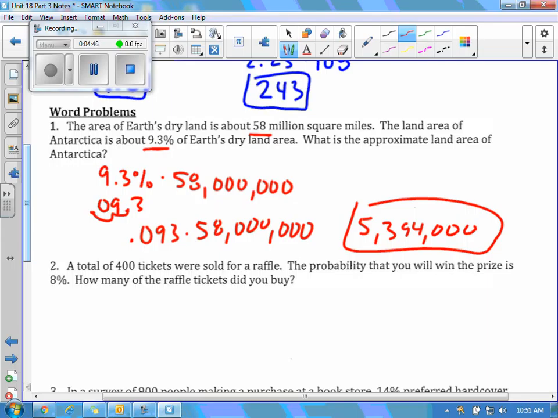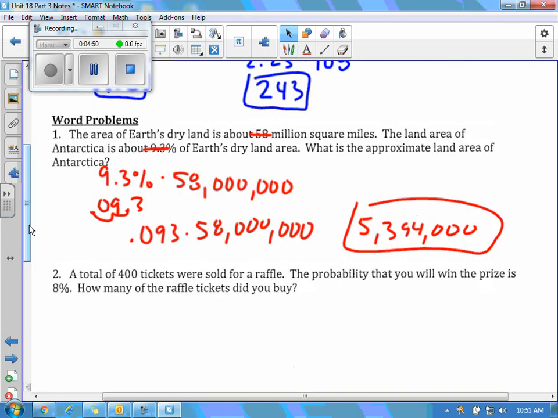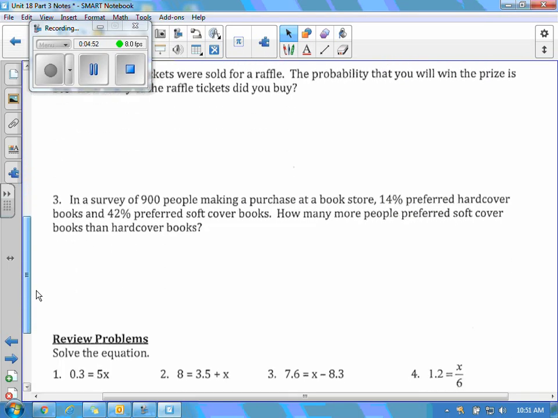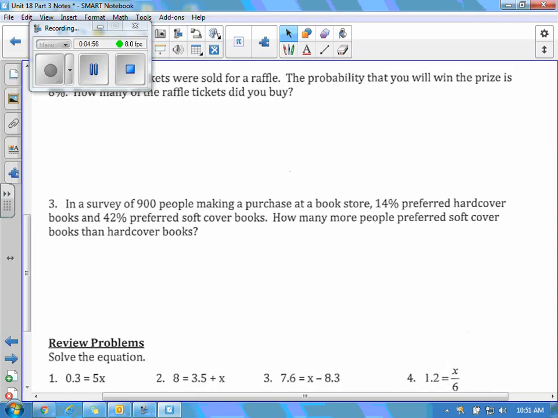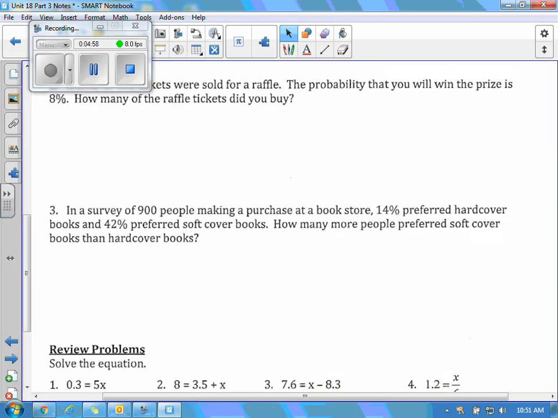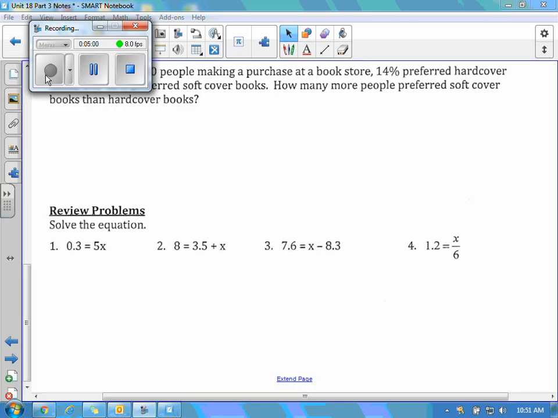Alright, number 2 and number 3, I'm going to leave both of those for you to try. If you need any help, feel free to ask, but I should be able to do it. And then there are some review problems for you to do as well.